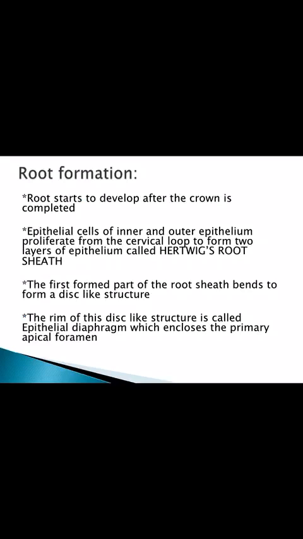Root formation. The root is covered by a thin layer of bone and is present in the sockets in the bones of the jaw. The root starts to develop after the formation of the crown is completed. Epithelial cells of the inner and outer epithelium proliferate from the cervical loop to form two layers of epithelium, which is called Hertwig's root sheath. The first formed part of the root sheath bends to form a disc-like structure. The rim of this disc-like structure is called the epithelial diaphragm, which encloses the primary apical foramen.